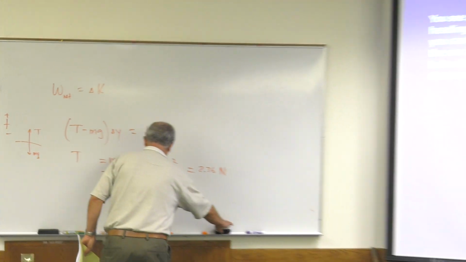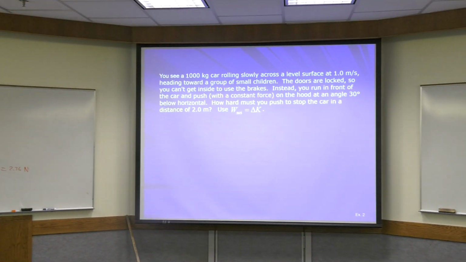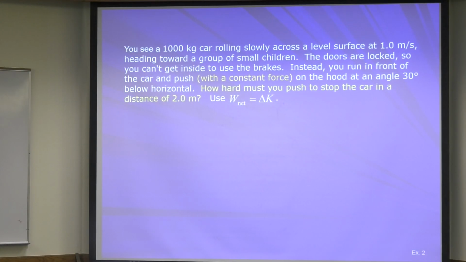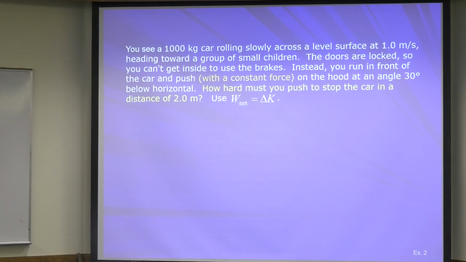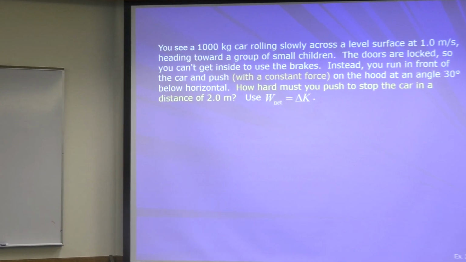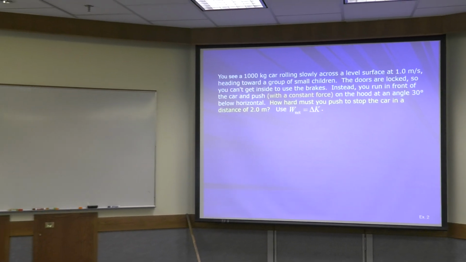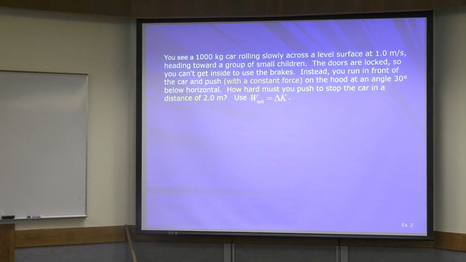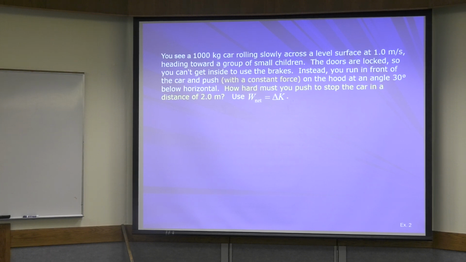Oh, this looks worse. You see a 1,000-kilogram car rolling slowly across a level surface at 1 meter per second. So it's not so fast, it's not going to kill you, heading toward a group of small children. Oh, that's not good. The doors are locked, so you can't get inside to use the brakes. Instead, you run in front of the car and push it with a constant force on the hood at an angle of 30 degrees below the horizontal. How hard must you push to stop the car in a distance of 2 meters?